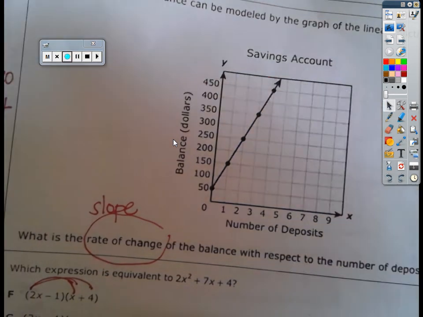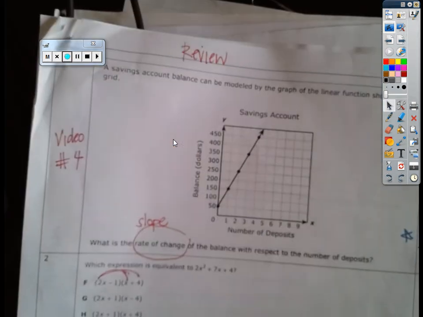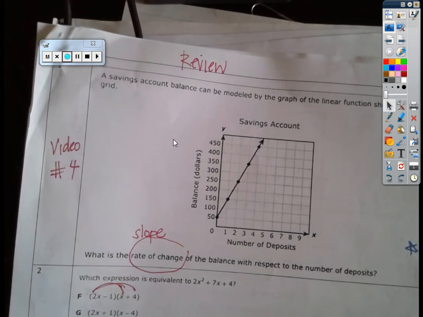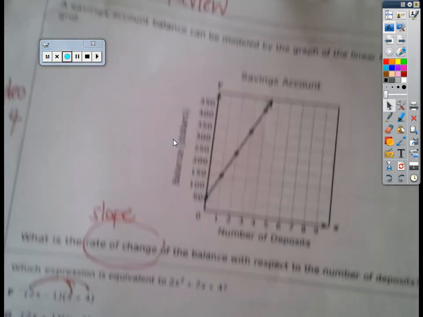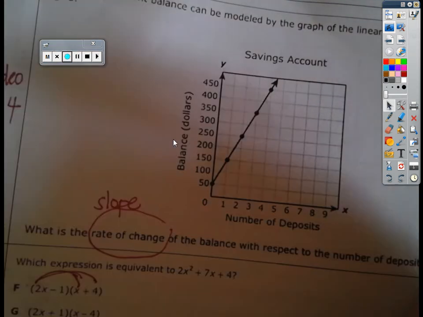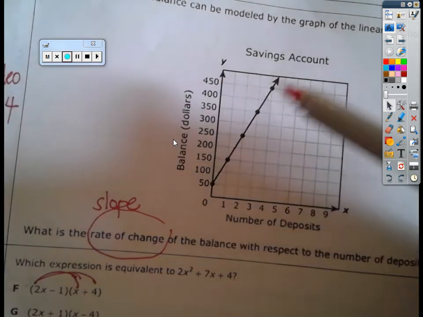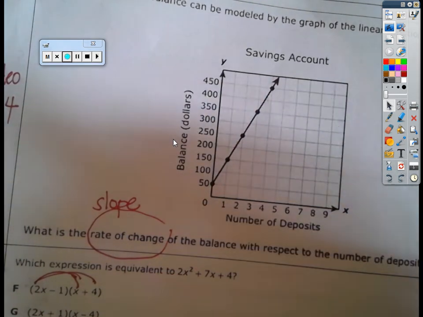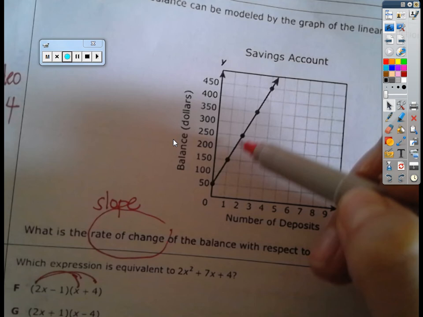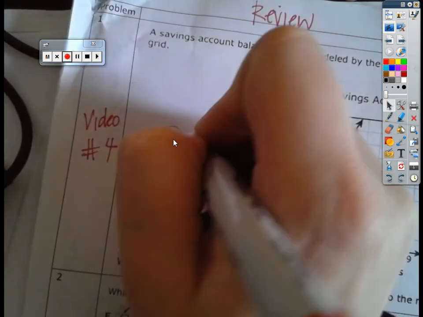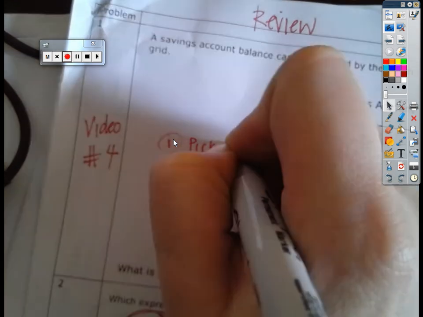So I'm looking at number 1 of your review. This is what we did on Monday before your practice STAR test tomorrow. So we're talking about rate of change. I have this line, and you can already see the points on here. You pick 2 points. That's your first step. Pick 2 points.